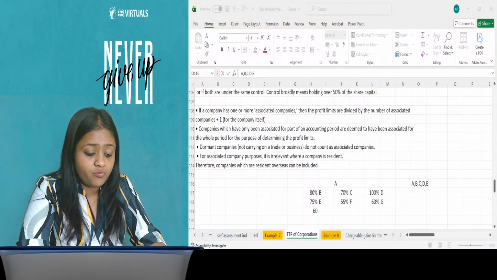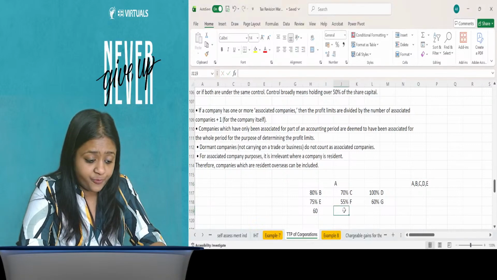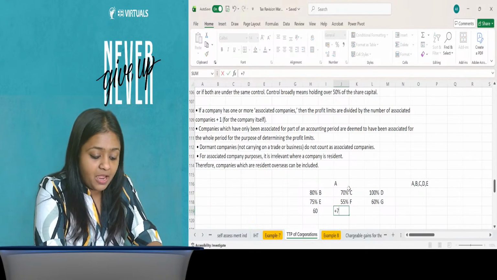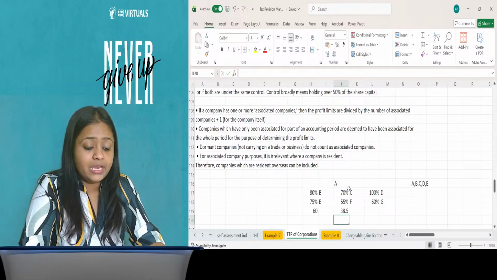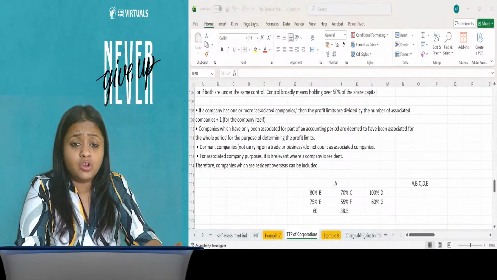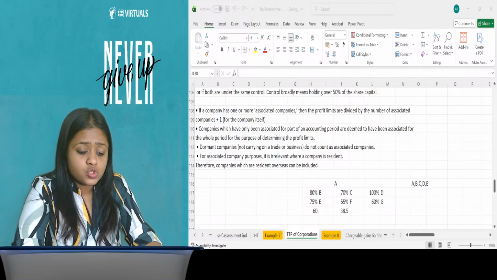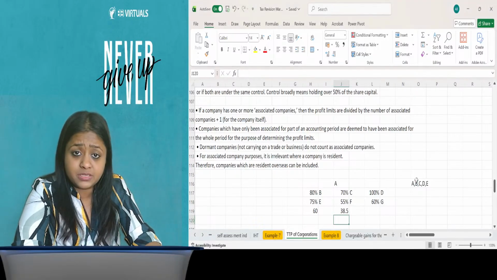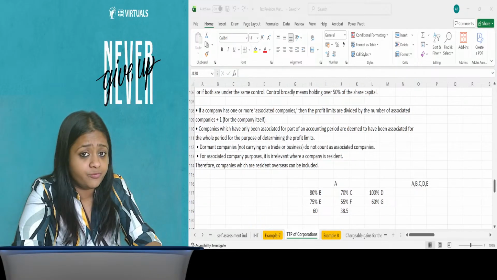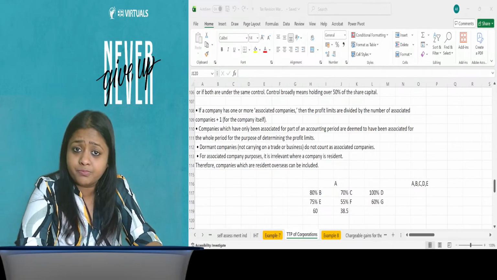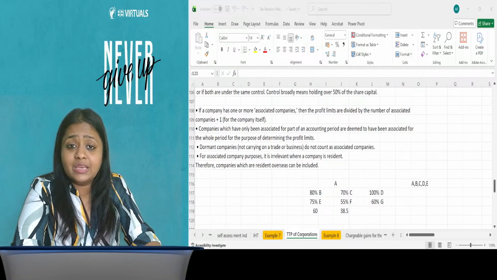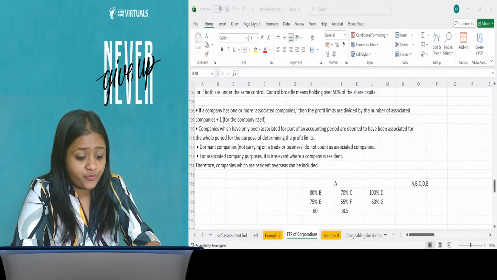Let's see the next one. What is A's effective interest in F? So 70 multiplied by 55%. You get here 38.5%. Now, is it more than 50%? No. So will it be a part of the group when we're checking for associated companies? No. Because effective interest of A in F is less than 50%.